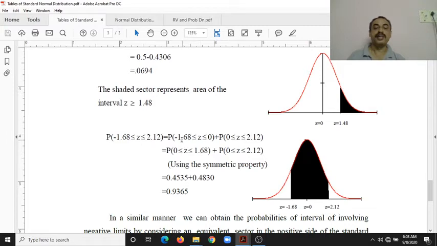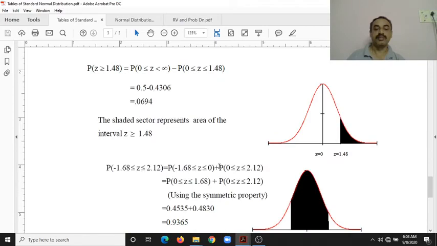That is, z between minus 1.68 and 0 will be the same as z between 0 and 1.68, because 1.68 is the image of minus 1.68, or they are equidistant points from z equals 0, and therefore the curve is symmetric. So the area from minus 1.68 to 0 will be the same as the area from 0 to 1.68, and this area we can refer from the tables of the standard normal distribution. The other interval you can directly refer from the tables.